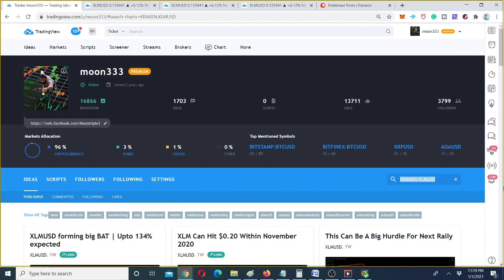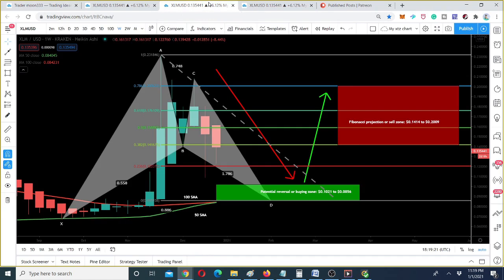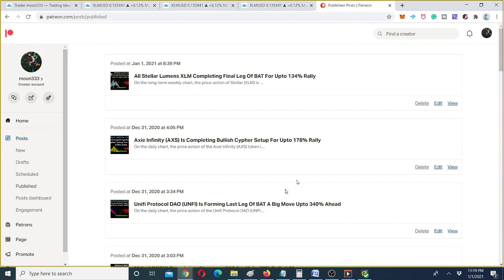Today's video can be a really big gift for the Stellar holders and the traders as well, because Stellar has formed another very big bullish reversal move. So in today's video, I'm going to show you this move, and this is also one of my suggested trades for my Patreons as well.